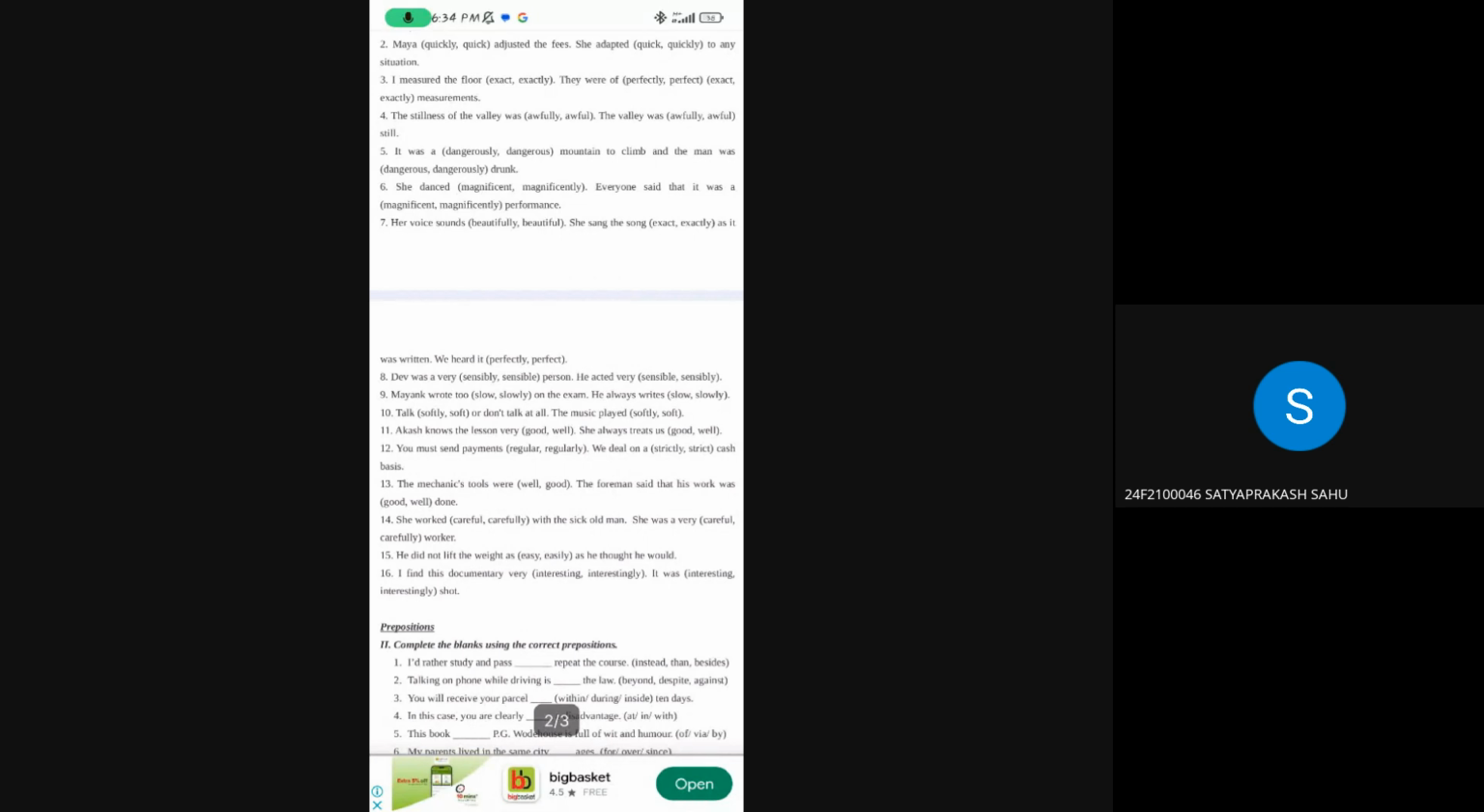This is again a common mistake that you find in our place, right? People would end up writing slow sometimes because both sound similar and okay for us. But when you write it in English, it has to be slowly because English classifies slow as an adjective and slowly as an adverb. So if you're qualifying a verb here, then the choice has to be always an adverb. You use slowly. Mayank wrote too slowly in the exam.